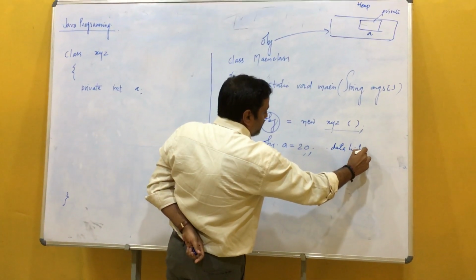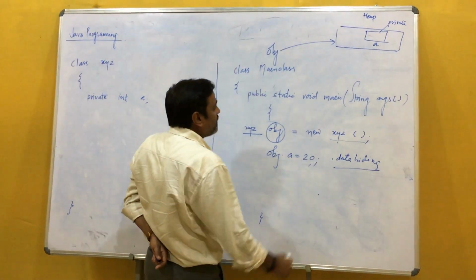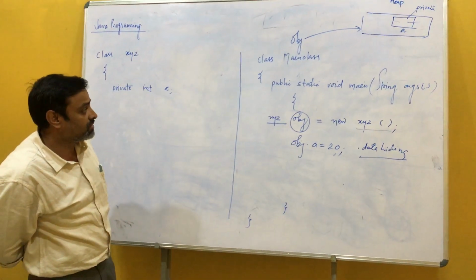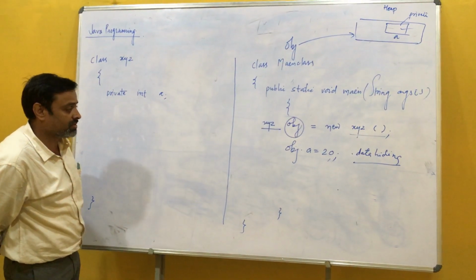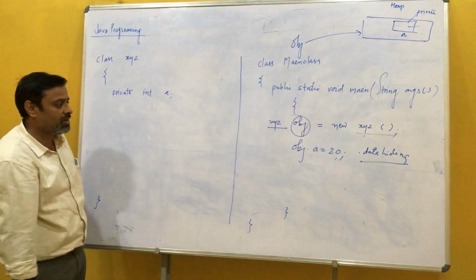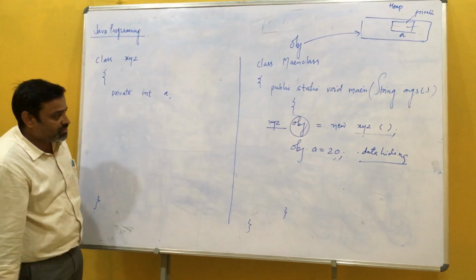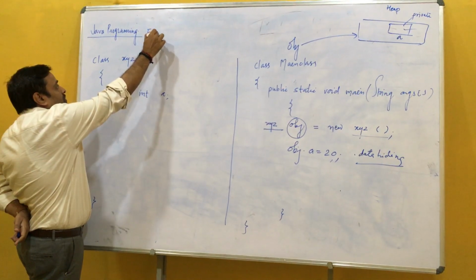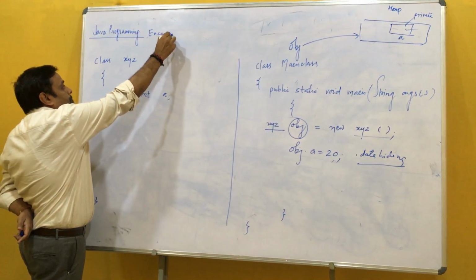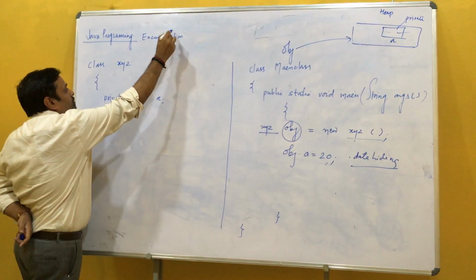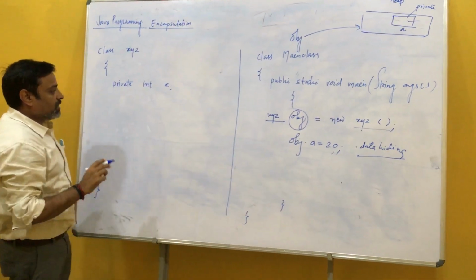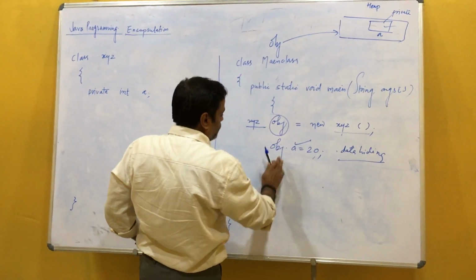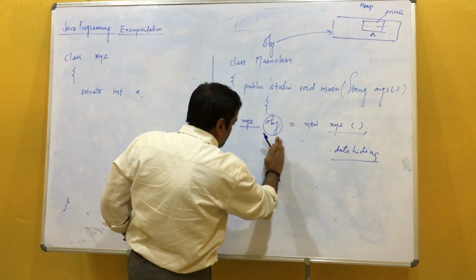Now this will create a problem. I have created this memory segment in the private segment, and since it has been created in the private segment, I am not able to use it. To rectify this problem, there is a concept called encapsulation in Java. What is this encapsulation and why is it needed? Directly I cannot access the private segment, so this cannot be done.